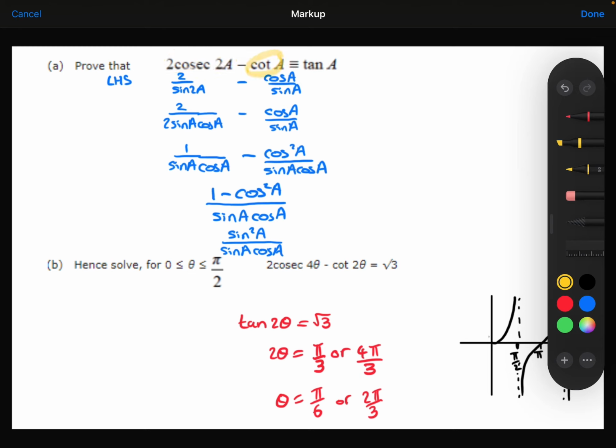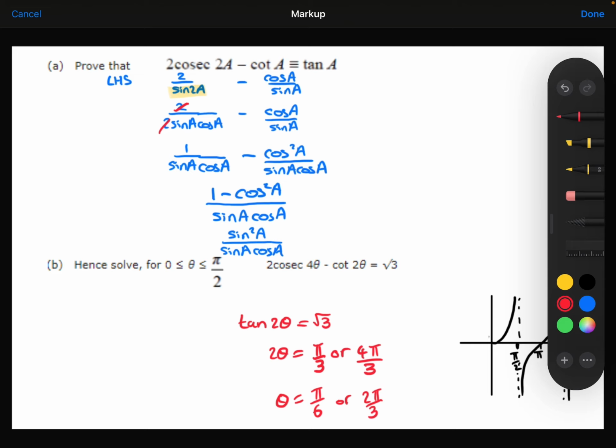The cot A, I could write that as 1 over tan A, but considering I've got this in terms of sine, I've instead chosen to write the cot A as cos A over sine A, because it's going to allow me to combine it with this more easily. The next thing I've done is I've expanded the sine 2A with the double angle formula. Sine 2A is the same thing as 2 sine A cos A.